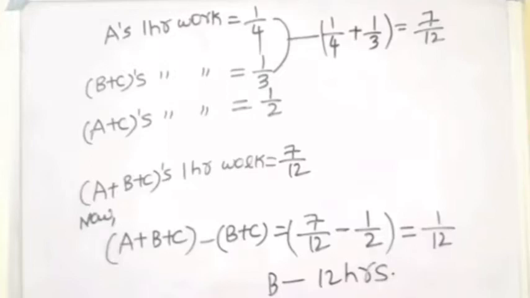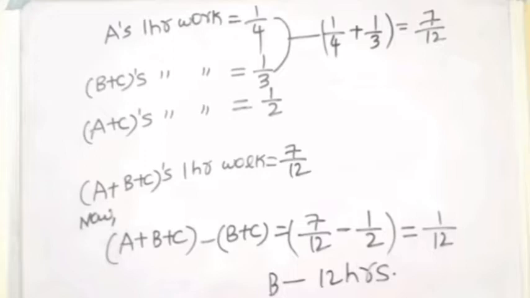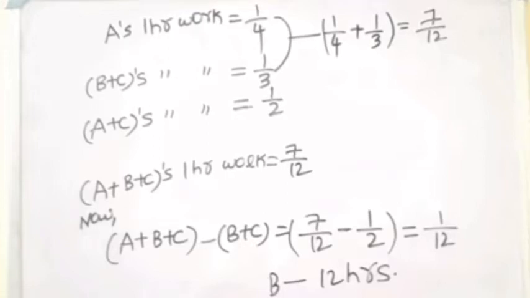Add A's 1 hour work and B plus C's 1 hour work. It's going to be A plus B plus C's full work. So 1/4 plus 1/3 is going to be 7 by 12. After the calculation of A plus B plus C's 1 hour work, if we subtract A plus C's work, we will be able to get B alone's work. They have also given A plus C's work is 1 by 2. So 7 by 12 minus 1 by 2 is going to be 1 by 12. So B alone can complete the work in 12 hours.